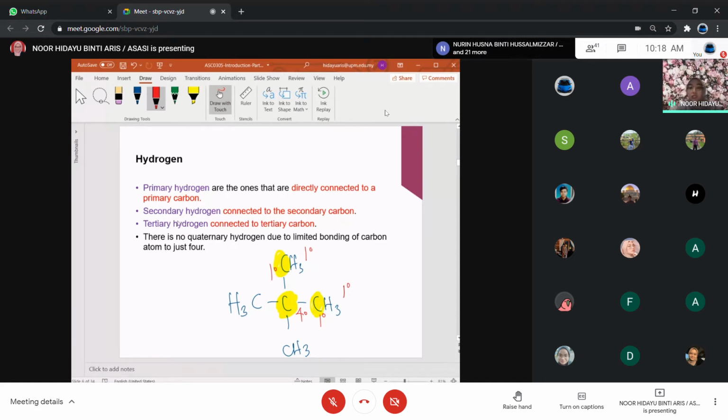So kalau secondary hydrogen will be connected to the secondary carbon and so on. So paling tinggi dia boleh pergi sampai tertiary saja. There is no quaternary hydrogen due to the limit bonding of carbon atom to just 4 bonded atom.